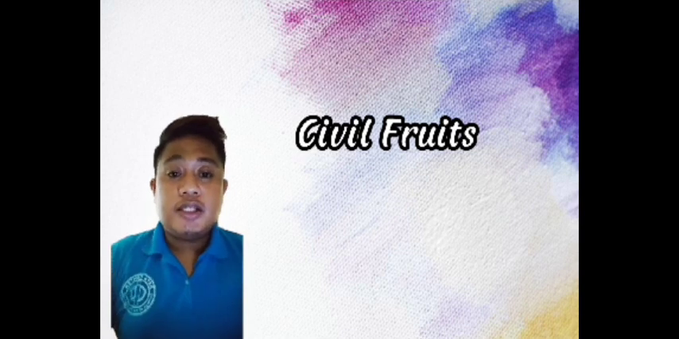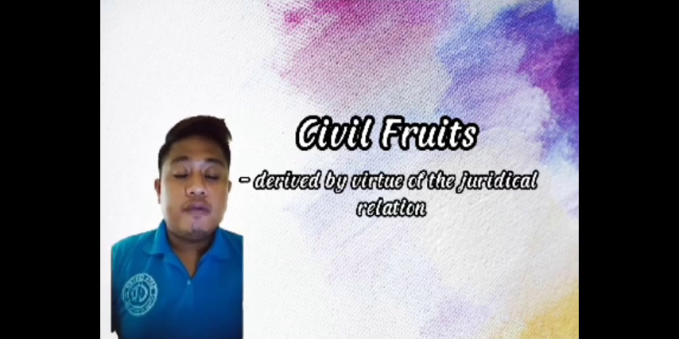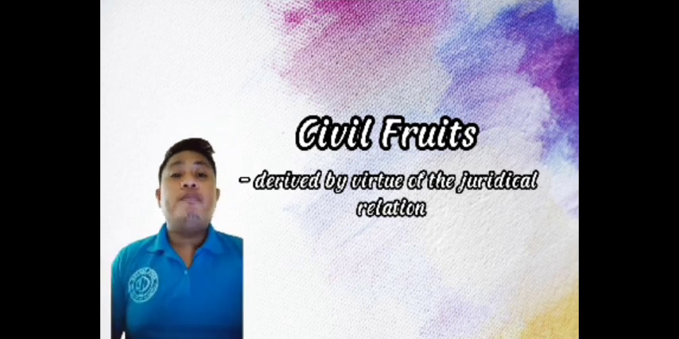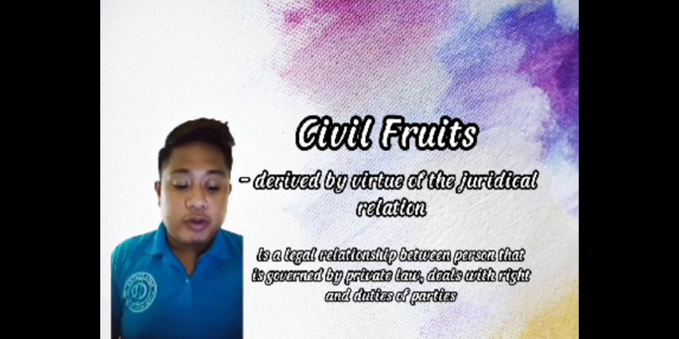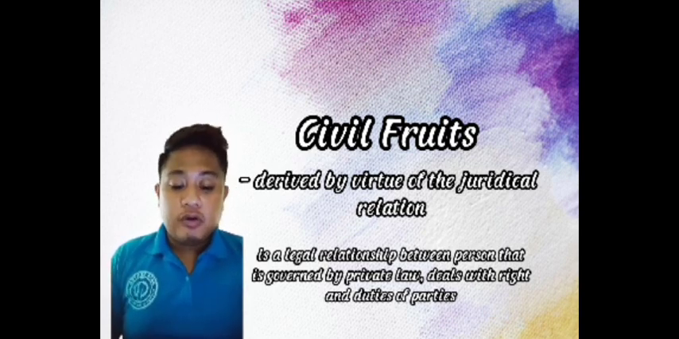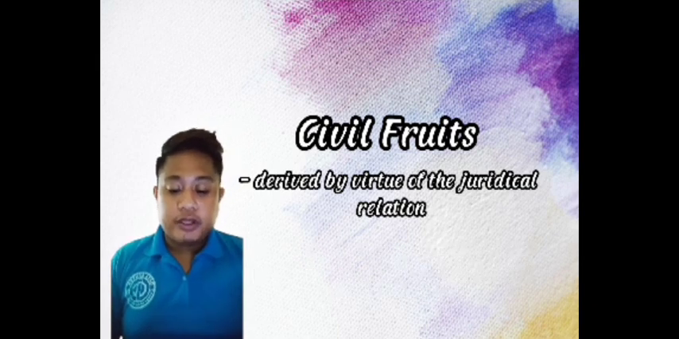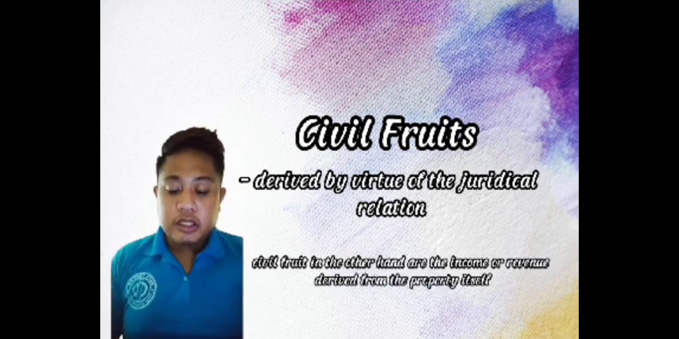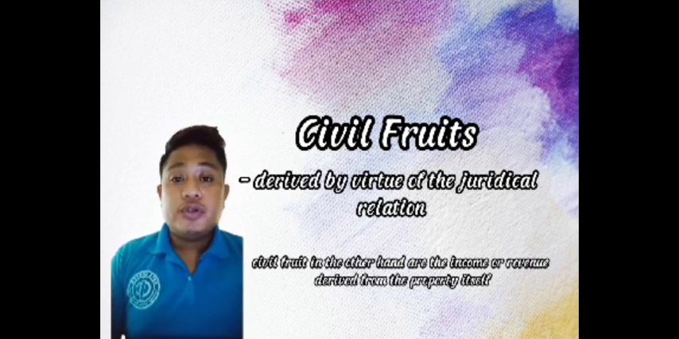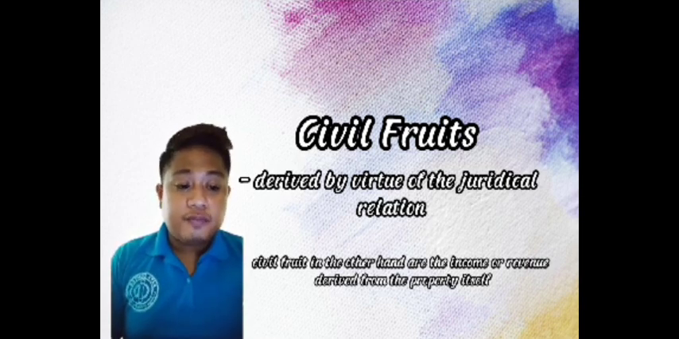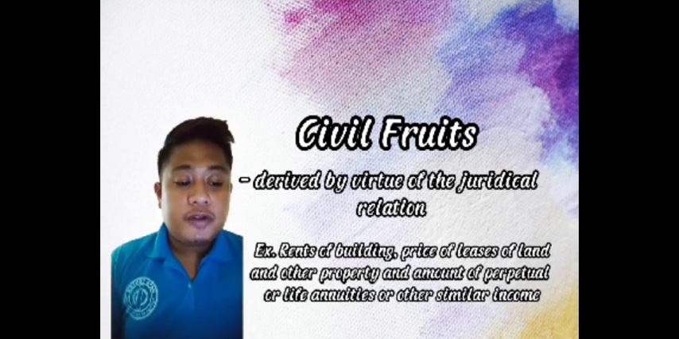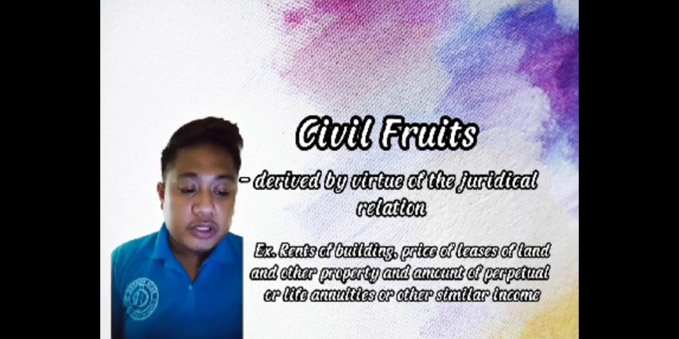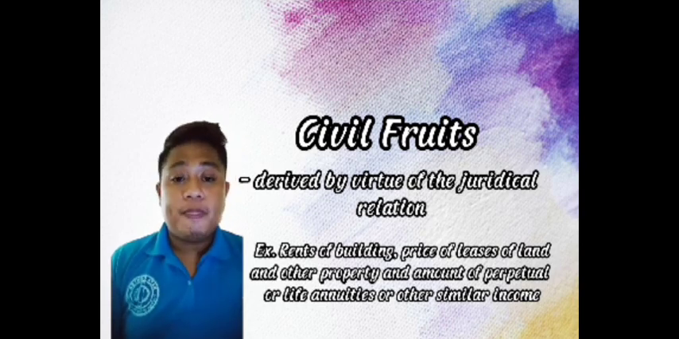So the last one is the civil fruit, derived by virtue of a juridical relation. What do we mean by juridical relation? It is a legal relationship between persons that is governed by private law, dealing with rights and duties of parties. Civil fruits, on the other hand, are the income or revenues derived from a property itself. Examples are rent of buildings, price of lease of land and other property, and the amount of perpetual or life annuities or other similar income.